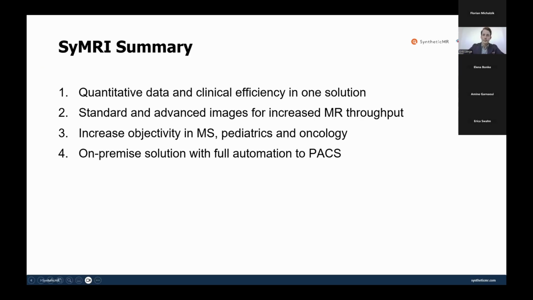So just to summarize on the SyMRI part, giving you access to both quantitative data and clinical efficiency in one simple solution, both standard and advanced images. It can help you increase MR throughput, increasing objectivity in your MS, pediatric or oncology workflow, and it's an on-premise solution with full automation into your PACS.